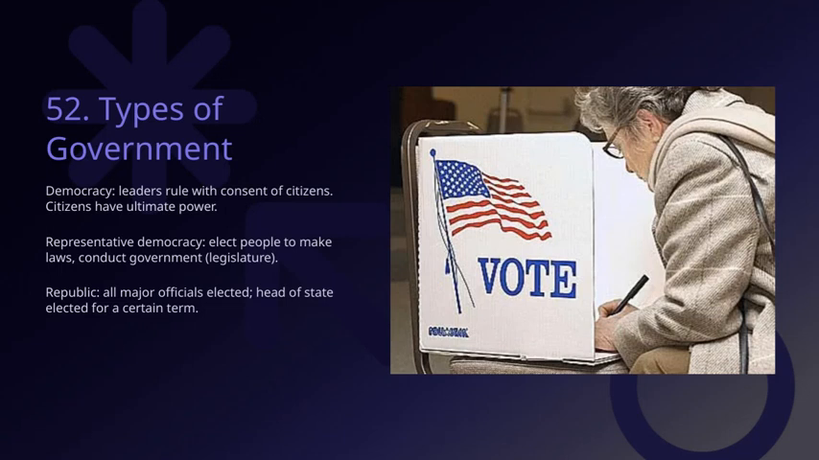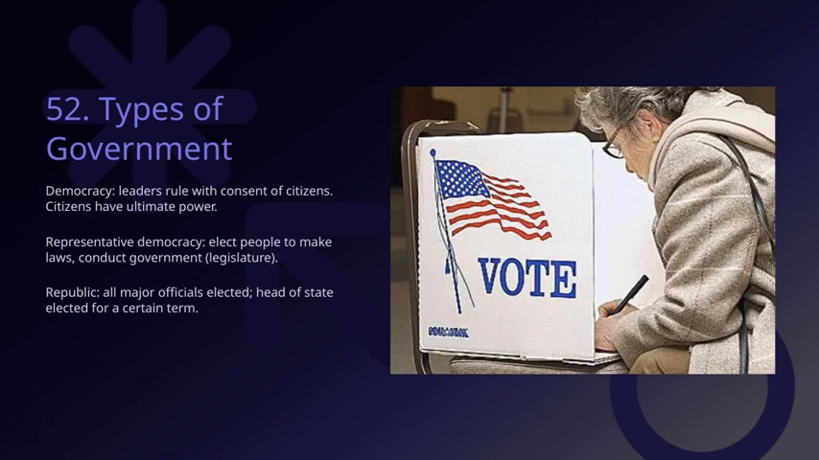So, when we talk about a republic, what we're really saying is that all the major officials are elected by the people. The head of state, for example, is chosen for a specific term, which helps ensure accountability and regular leadership renewal. Moving on to representative democracy. This is a system where citizens don't directly make laws or run the government themselves. Instead, they elect representatives who do that work on their behalf. Think of it as a way to make governance more manageable and efficient.